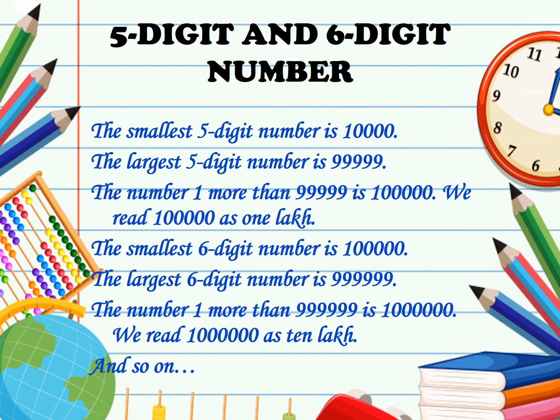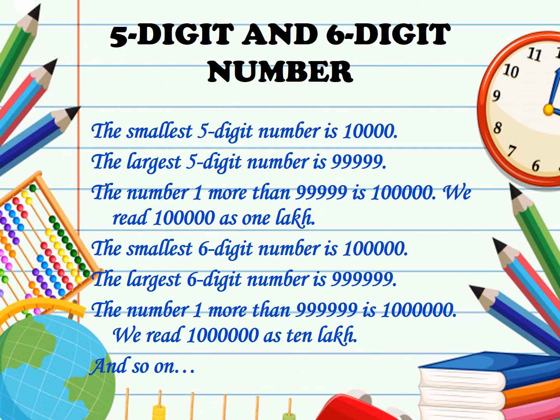5-digit and 6-digit numbers. In class 3, we have studied up to 4-digit numbers. We know that the smallest 4-digit number is 1000. The largest 4-digit number is 9999. The smallest 5-digit number is 10,000. The largest 5-digit number is 99,999.